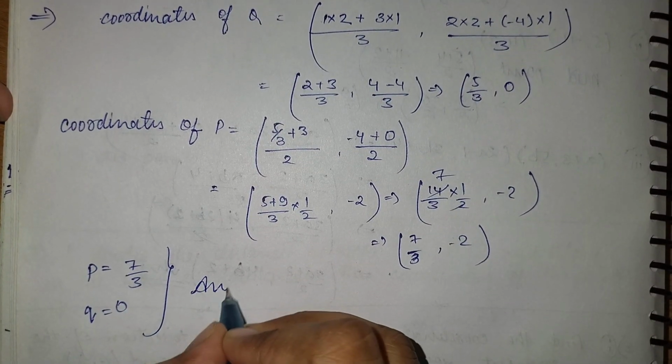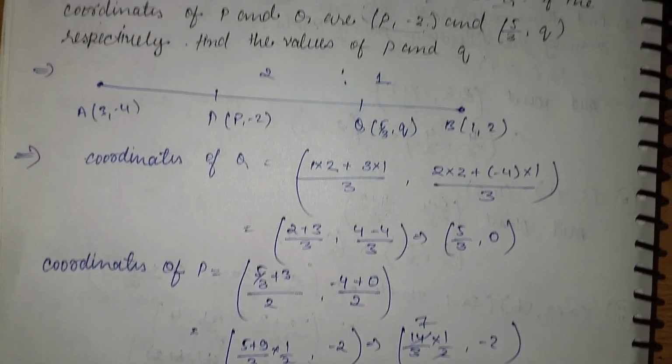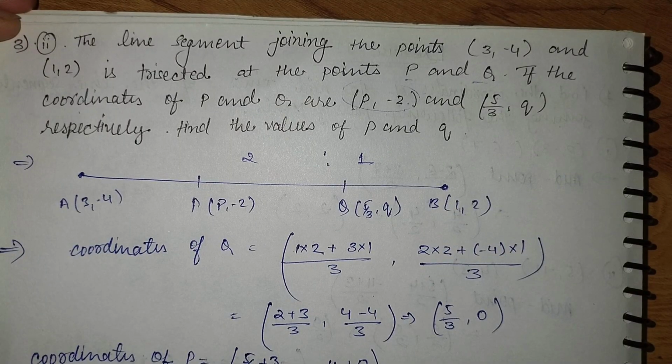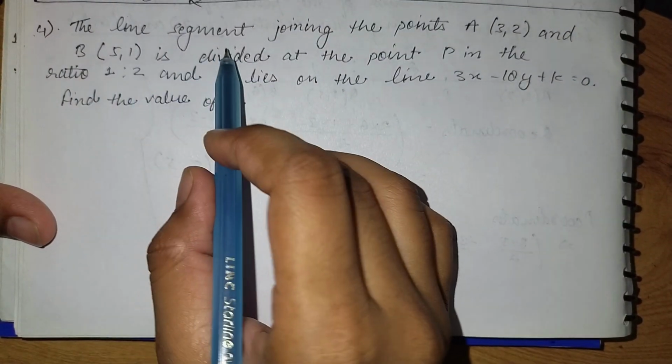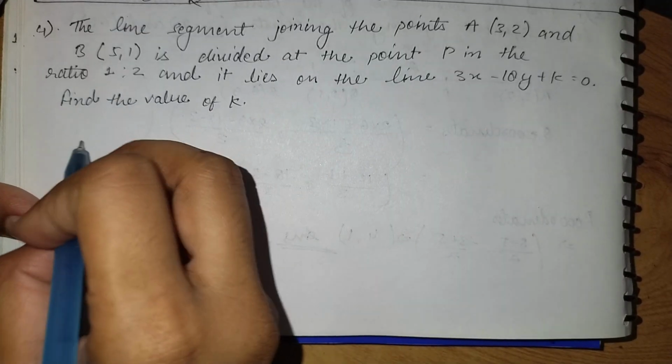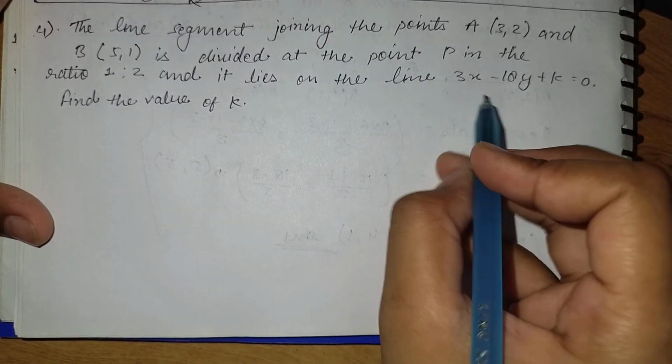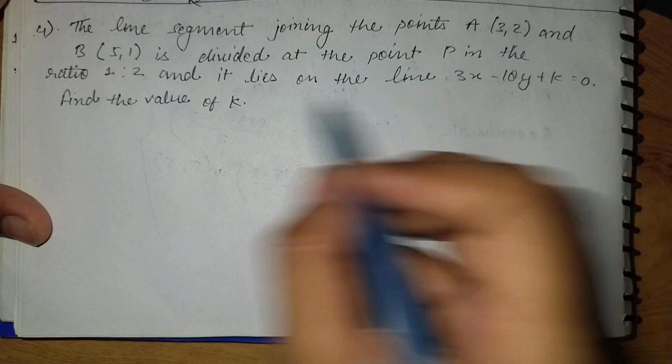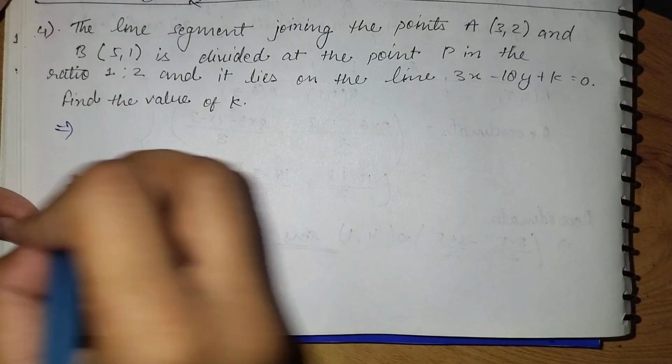So this is the final answer which we have to find in this question, and this is the solution of question number 3 second part. Now let us solve question number 4. The line segment joining the points is divided at the point P in the ratio 1:2, and it lies on the line 3x minus 18y plus k equal to 0. Then we have to find the value of k.